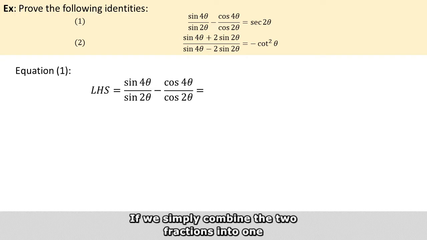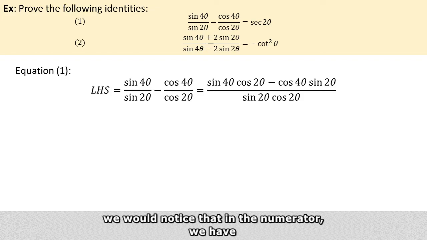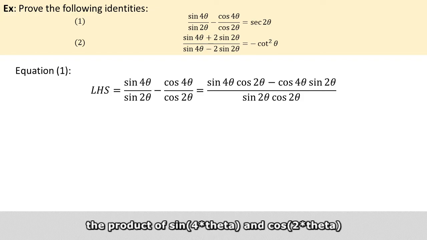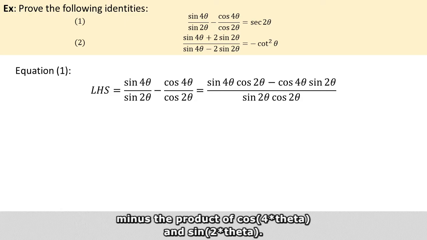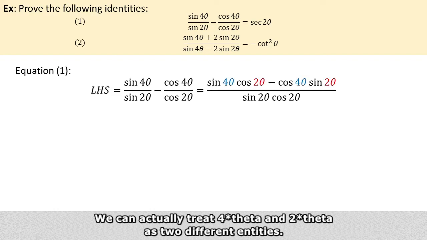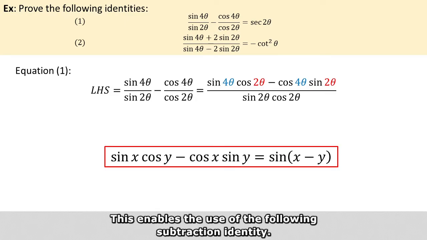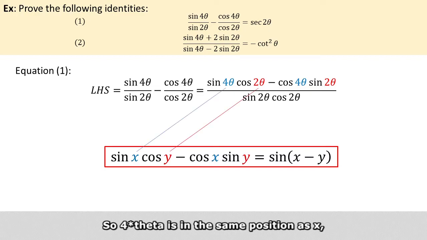If we simply combine the two fractions into one, we will notice that in the numerator we have the product of sine 4 theta and cosine 2 theta minus the product of cosine 4 theta and sine 2 theta. We can actually treat 4 theta and 2 theta as two different entities. This enables the use of the following subtraction identity. So 4 theta is in the same position as x, and 2 theta is in the same position as y.